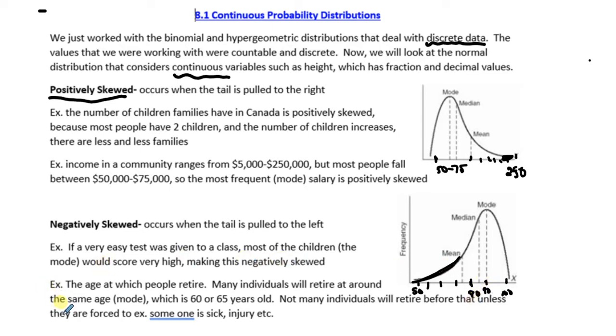Okay, and another example of this is the age at which people retire. So we know retirement age in Canada is usually around 65 years old. So let's say 65. Okay, and not a lot of people will retire before that because the people that fall here, maybe 55 years old and 45, don't have enough money to retire. But some people still do retire, maybe because they stayed home with children or because they have enough money, maybe they won the lottery, okay, or they got injured. But most people are going to retire between maybe the ages of 60 and 70 years old.